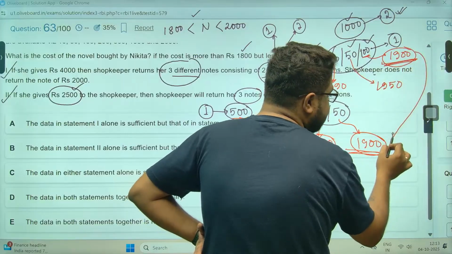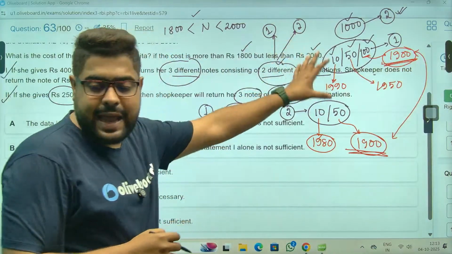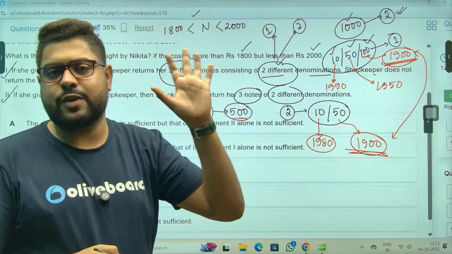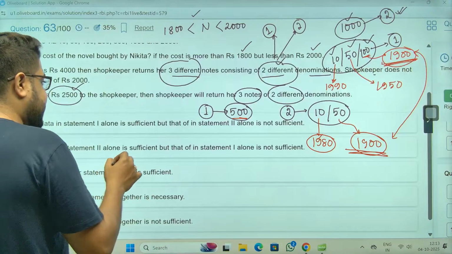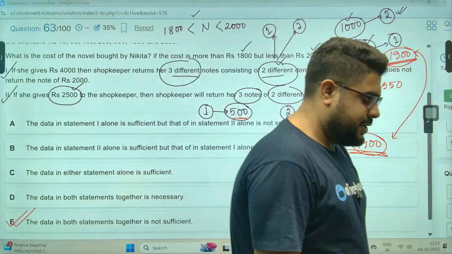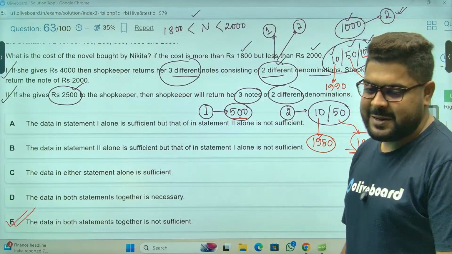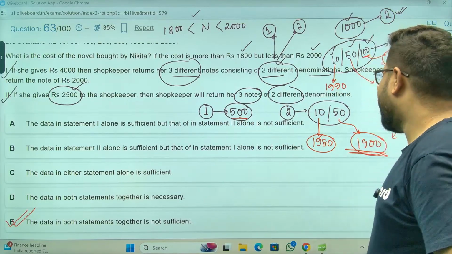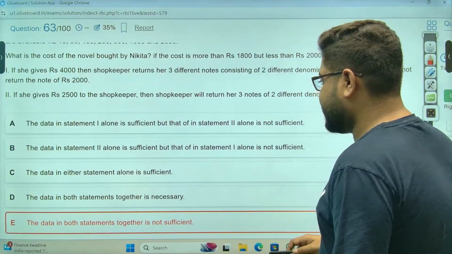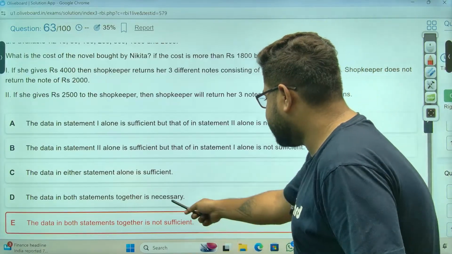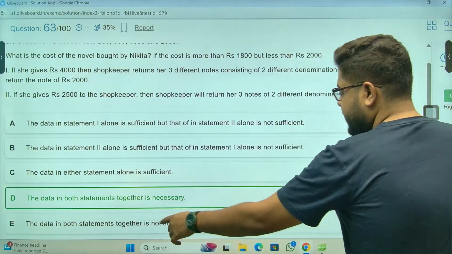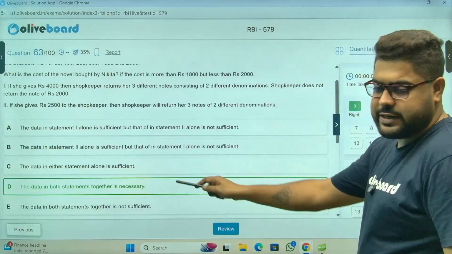So if you combine, this is the price of the novel, that means I am getting to something. And you see, only one value is common. That means that's the exact answer for the price of the novel. So if we combine the statements, I will get to my answer. Option E is the correct answer. Option E itself is the correct answer. Brilliant question, sir. Sorry. I have not read the option. It is written not sufficient. Together is sufficient, sir.